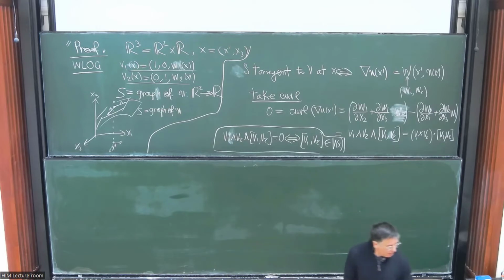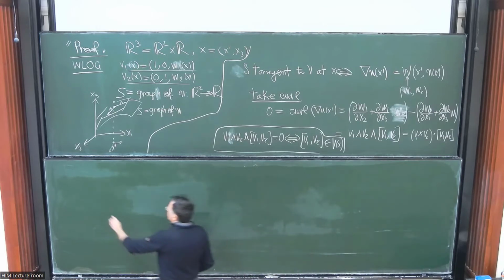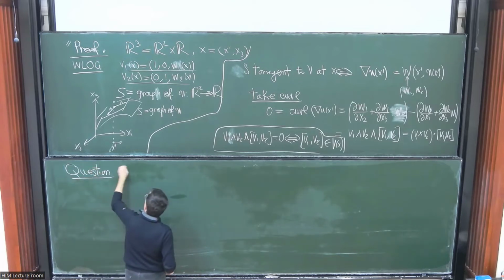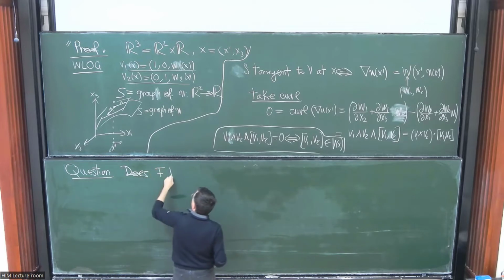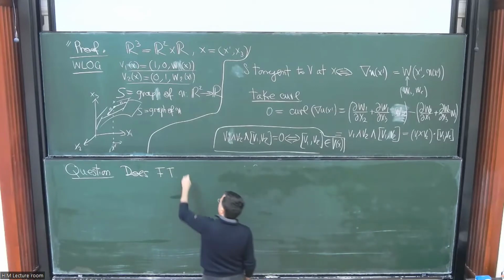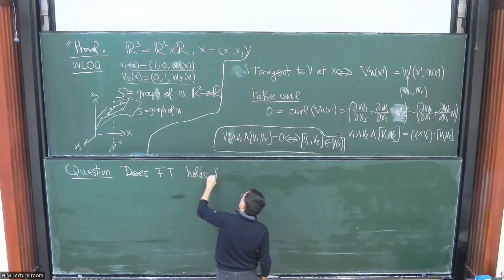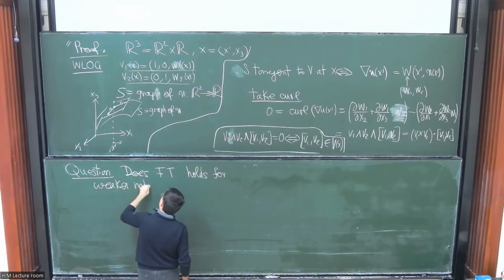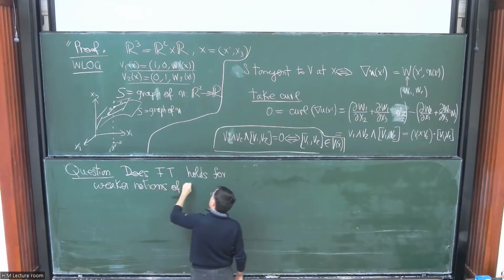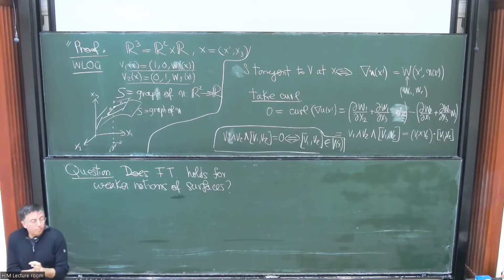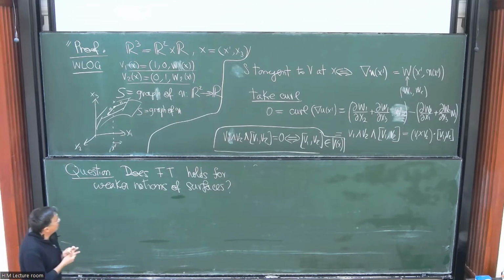So what is the question now? Does the Frobenius theorem hold for weaker notions of surfaces? Well, this is a very vague question. I have to make it more precise, and I will make it more precise. Let me give a quick motivation for this.